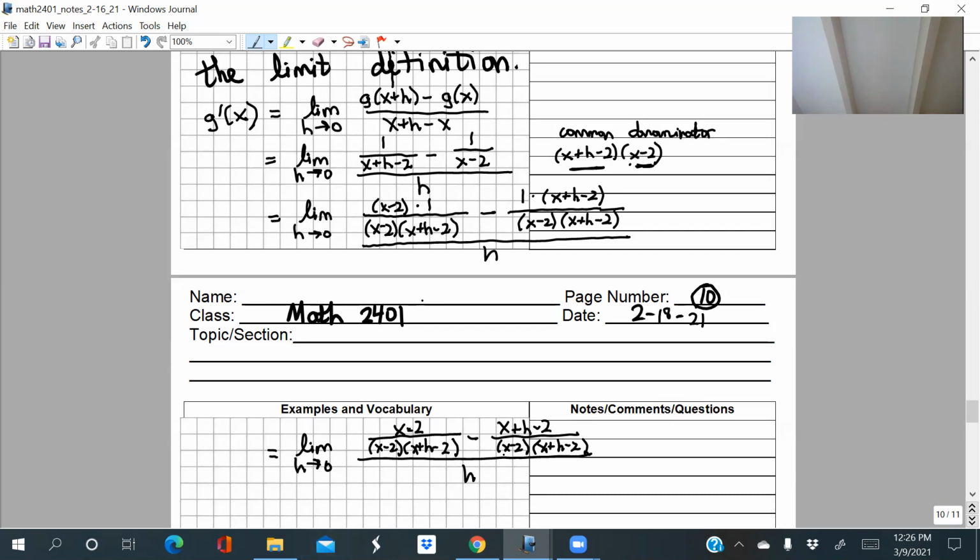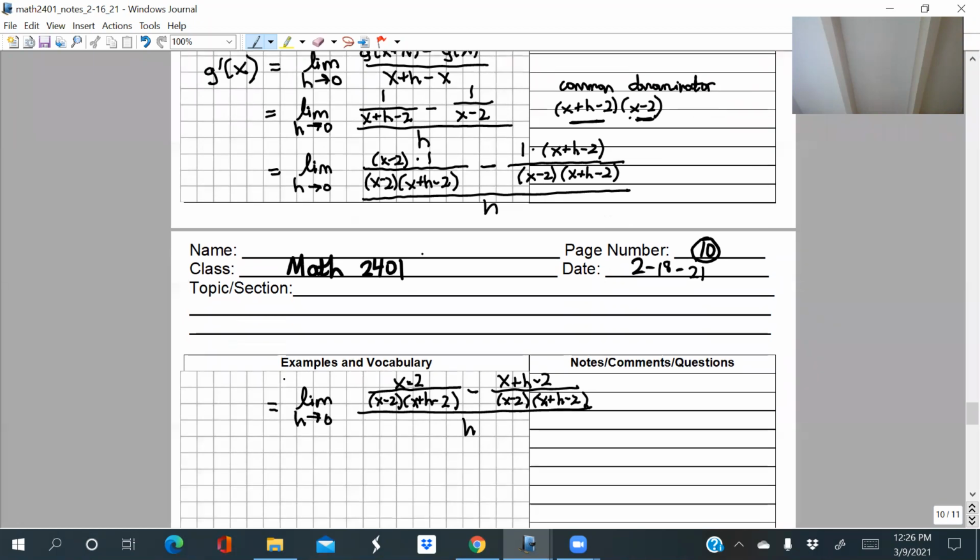Now you can combine those two fractions because now, see, they have the same denominator. So, you know, you can add fractions with the same, or in this case, subtract fractions that have the same denominator, but you can't add or subtract fractions until they have the same denominator. So now we're in good shape. We can combine those two fractions. So let's see what happens.